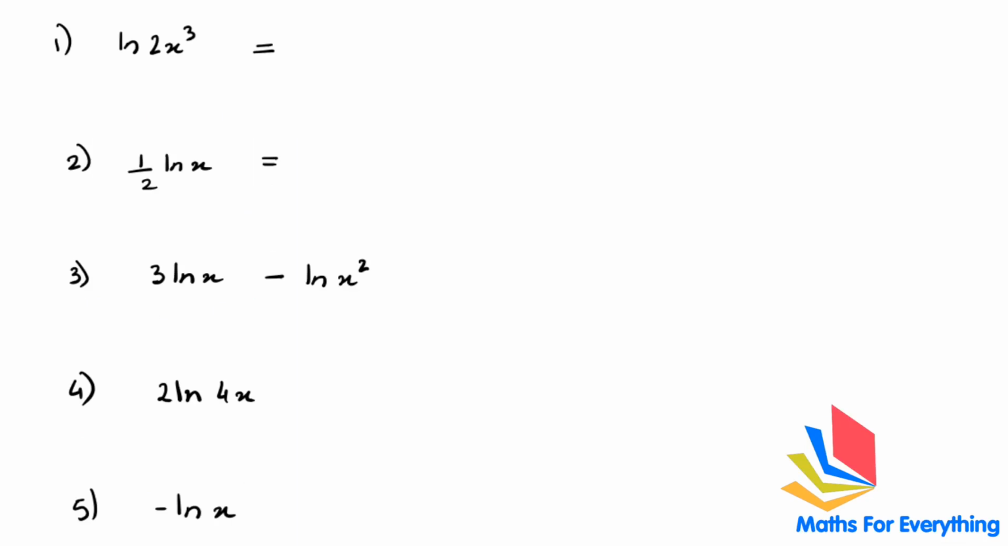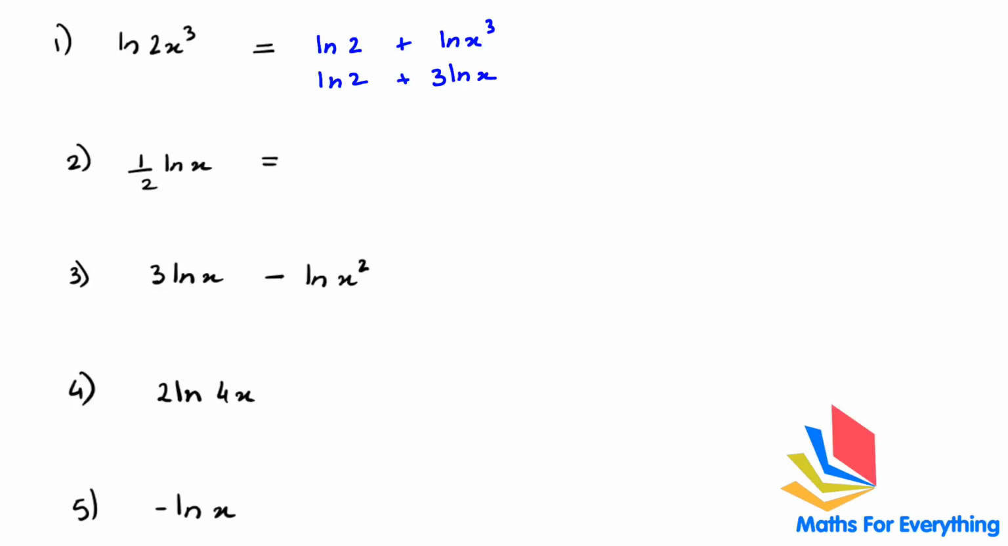The first question we have is ln 2x cubed. There are two rules that we will be using here. We have a multiply, so ln 2 plus ln x cubed. And then the second one, the power goes in the front, 3 ln x.